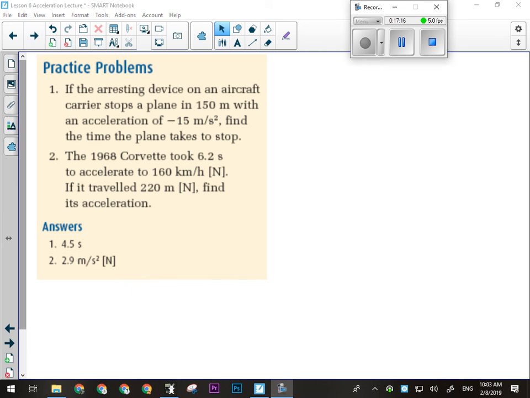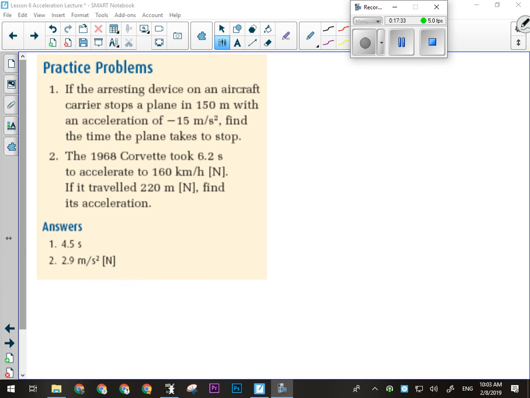All right, so for number 1 here, we have one of those arresting cables on an aircraft carrier. If you've ever seen a plane land on an aircraft carrier, there's a cable that goes across the deck. They have a hook, it catches it, and it jerks them to a stop, because an aircraft carrier is not long enough to actually land a plane on and have it slow down on its own.